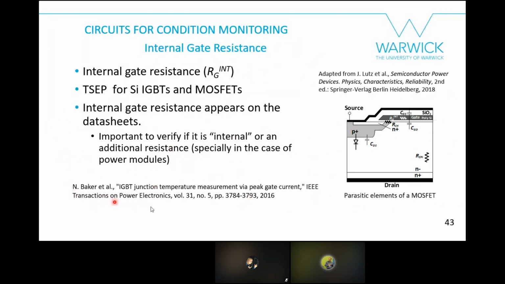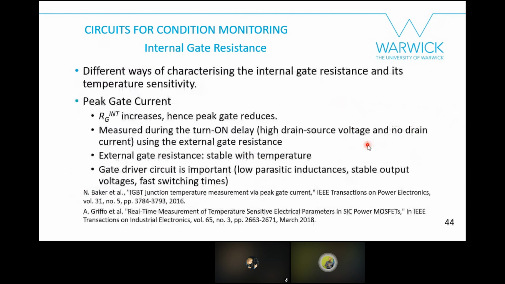You can read more about this TSEP in this publication, and it's important that it's the internal gate resistance, something that is within the chip, not external to the chip. So monitoring the temperature dependence of this parameter will give you the temperature of the chip. There are different ways, and as I mentioned, it's quite a successful parameter. There are different papers and researchers working on that.